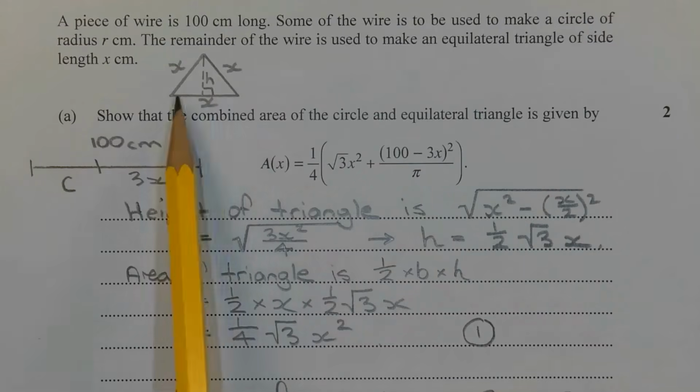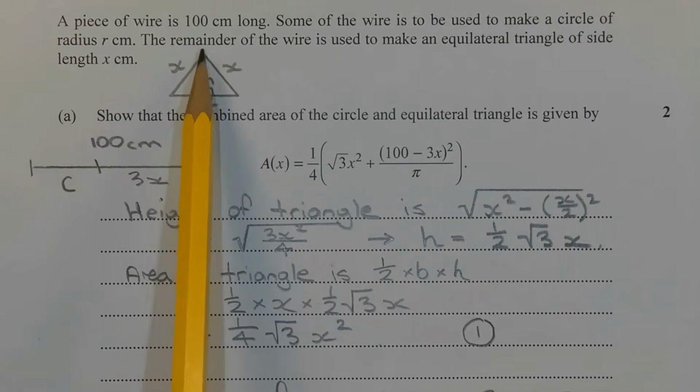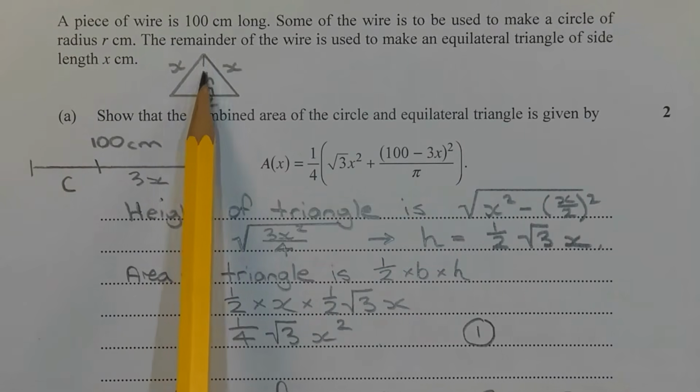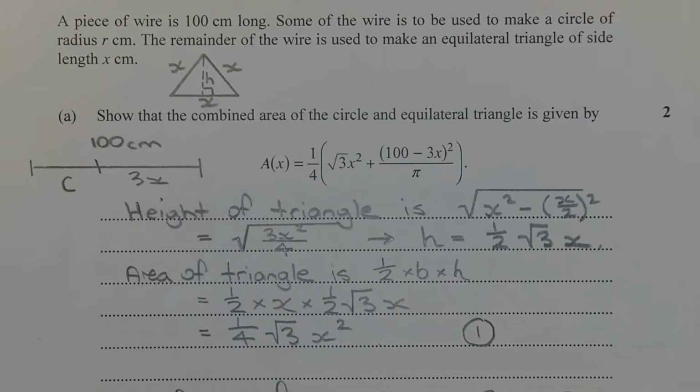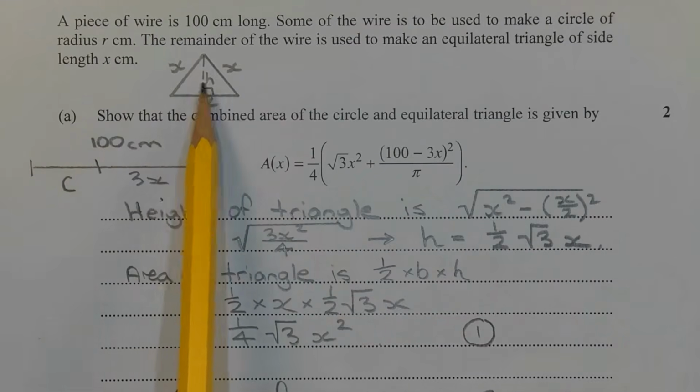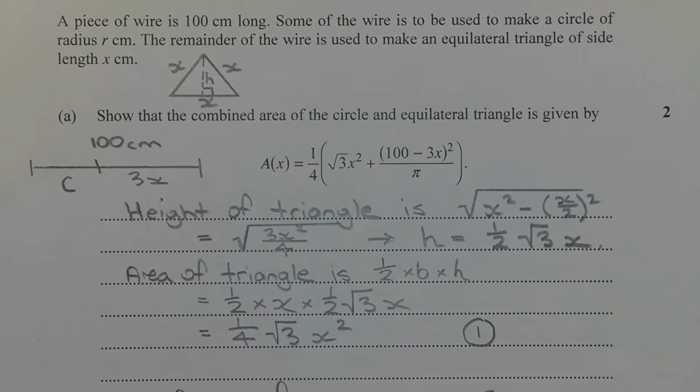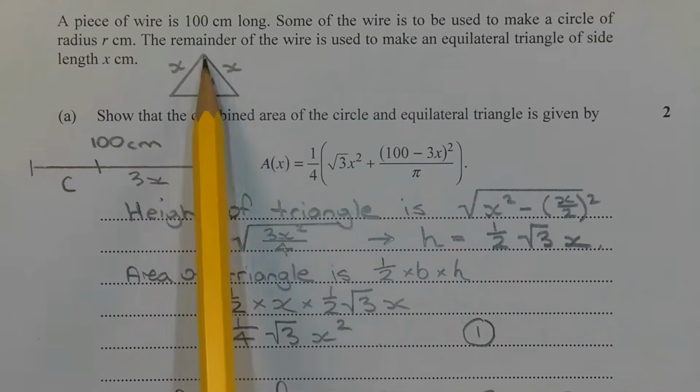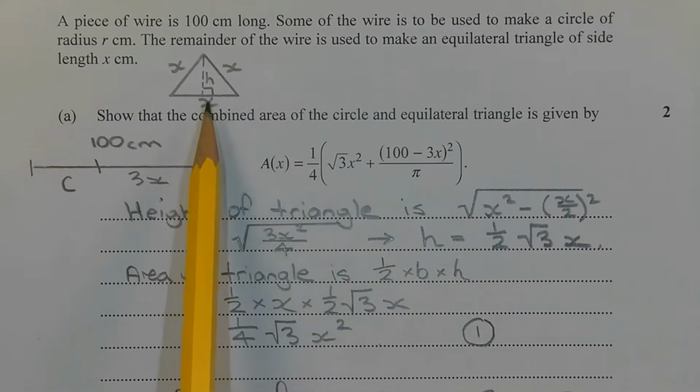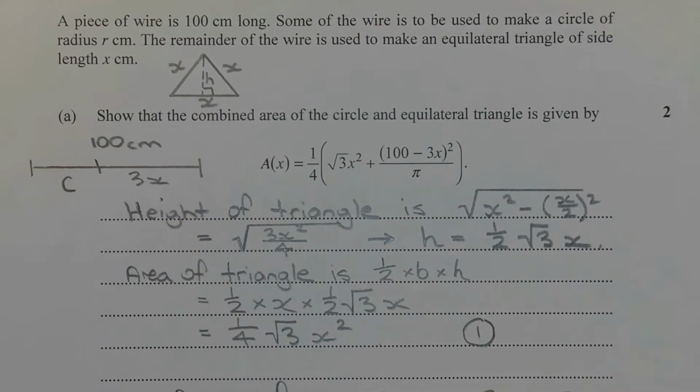So let's find the area of the equilateral triangle. If we divide an equilateral triangle straight down the middle, this dashed line represents the vertical height, or the perpendicular height, of the triangle. We can use Pythagoras' theorem to find the height. We have a hypotenuse of x centimeters, and the base of the right angled triangle is x over 2.